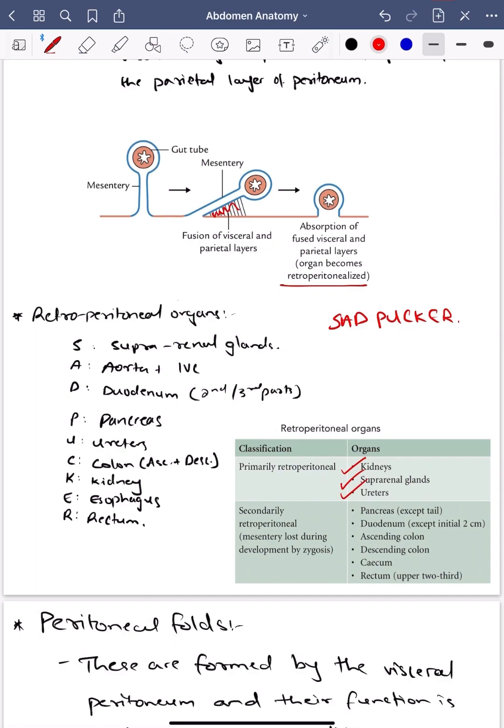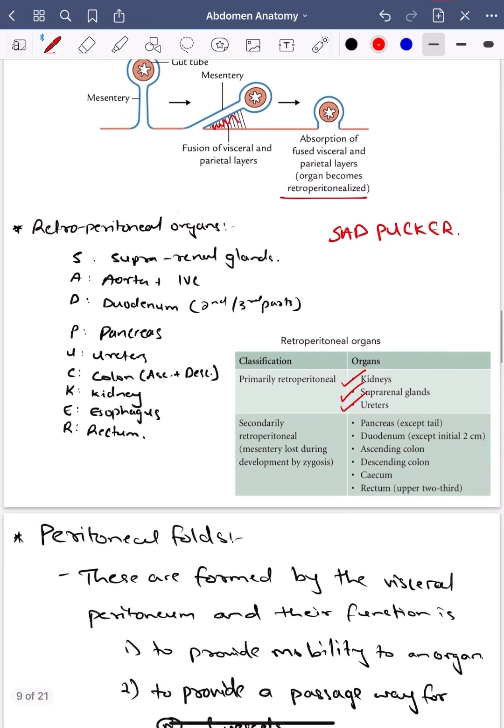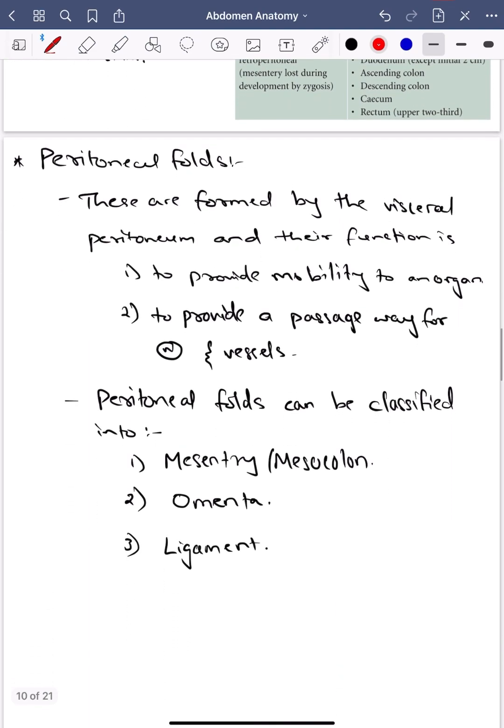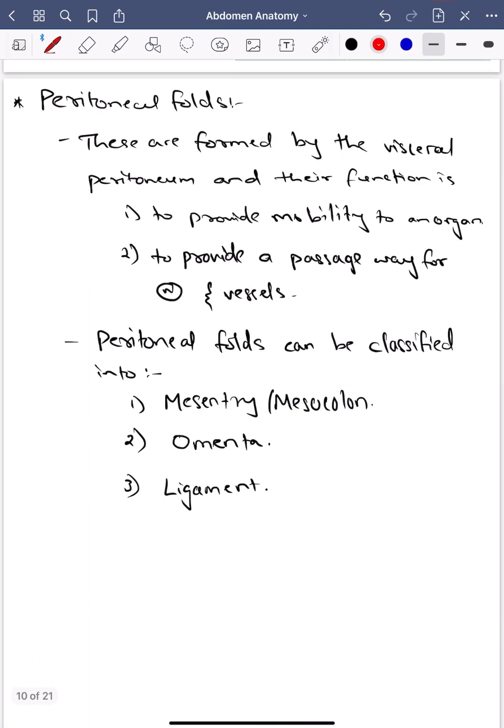Okay, so this ends our discussion on the intraperitoneal and retroperitoneal organs. Moving on, let's discuss the peritoneal folds. Now the peritoneal folds are formed by the visceral peritoneum, and their function is to provide mobility to an organ and to provide a passageway for nerves and vessels. So we've actually discussed one of the types of peritoneal folds, and that is the mesentery. Basically there are three types of peritoneal folds, and these are the mesentery, the omenta, and the ligament.